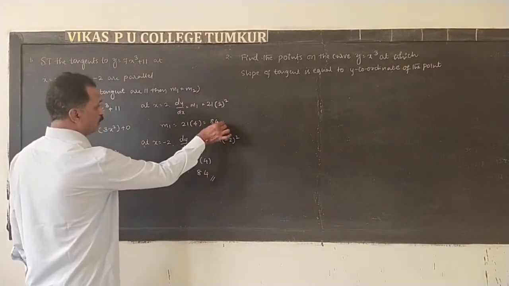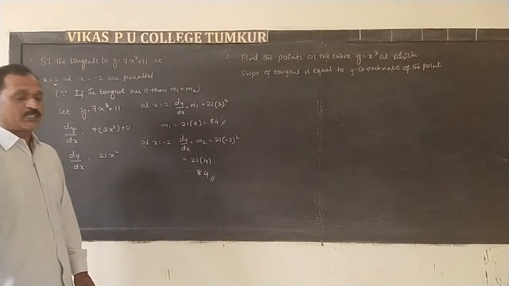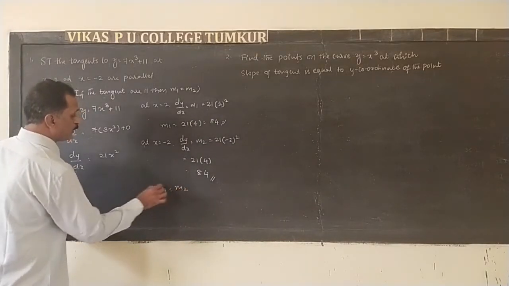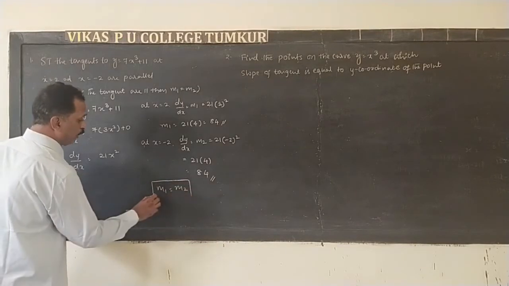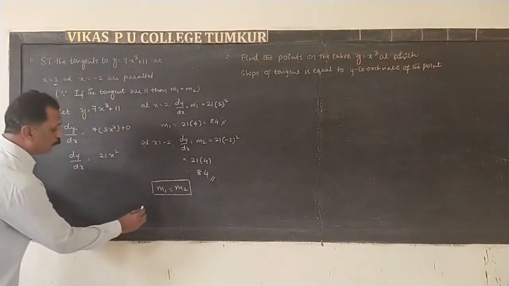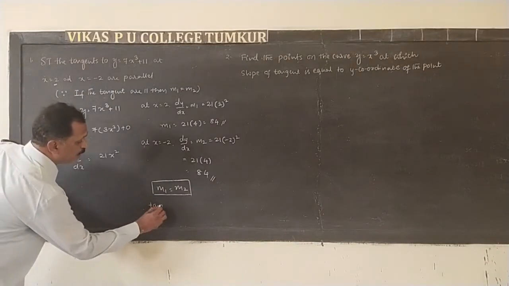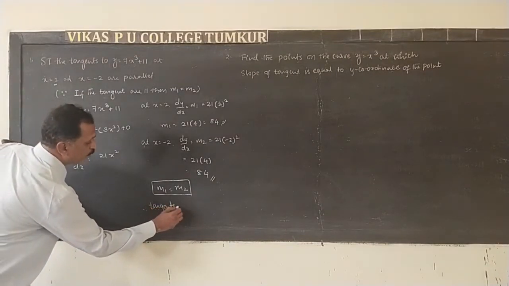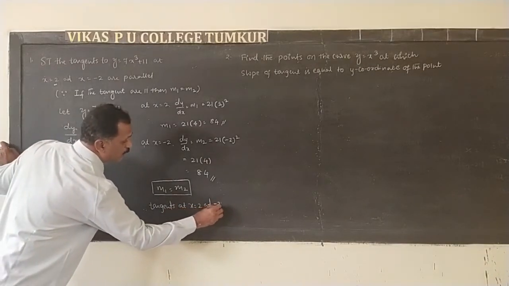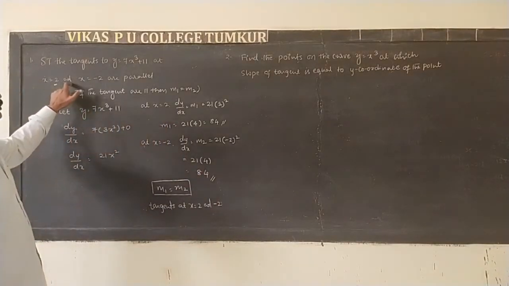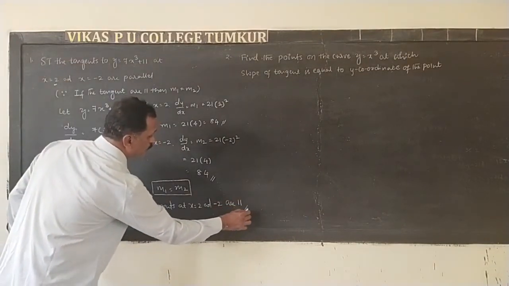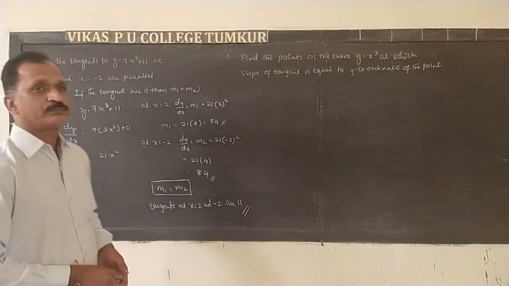Look at these two values now. It is very clear that slopes are equal. Slopes of both the tangents are equal. So definitely the tangents are parallel. So therefore the tangents at x is equal to 2 and minus 2, ಎರಡು ಪಾಯಿಂಟ್ at 2 and minus 2 are parallel. That's all. Very simple problem.